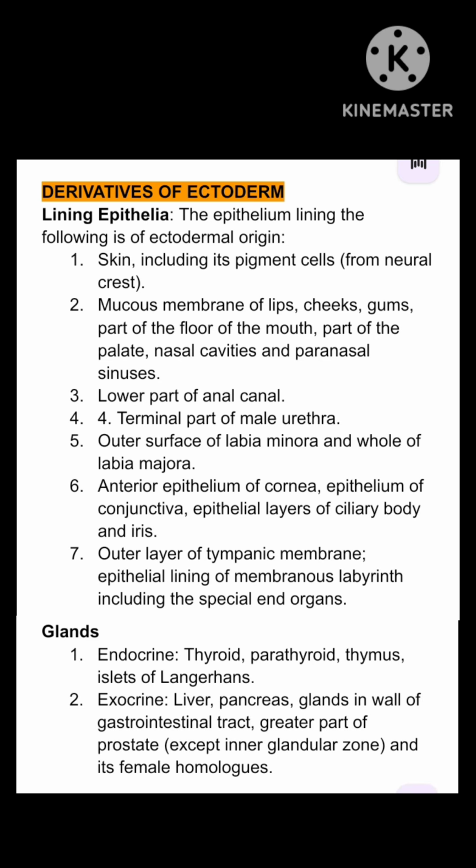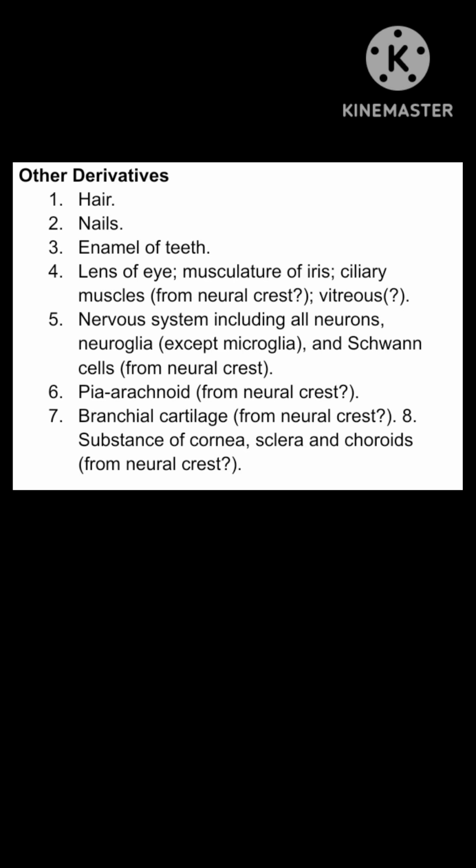Glands. Now we will see glands. Among exocrine glands, ectoderm gives rise to sweat glands, sebaceous glands, salivary glands like parotid, mammary glands, and lacrimal glands. Among endocrine glands, it forms hypophysis cerebri and adrenal medulla. Other derivatives: ectoderm also forms hair, nails, and enamel of teeth.